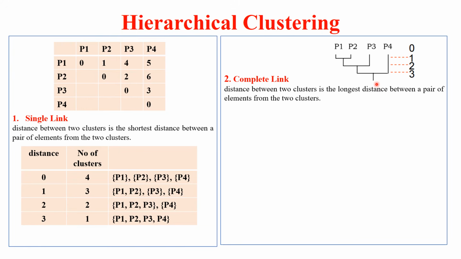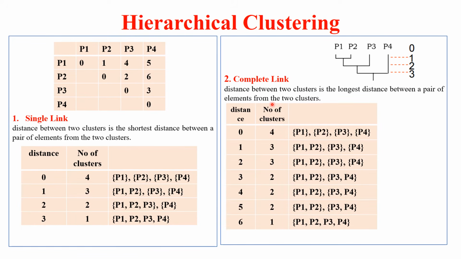Next, complete link. This is the distance between two clusters, the longest distance between a pair of elements from the two clusters. Now here, when the distance is 0, there are 4 clusters. When the distance is 1, we are able to merge P1 and P2, fine.